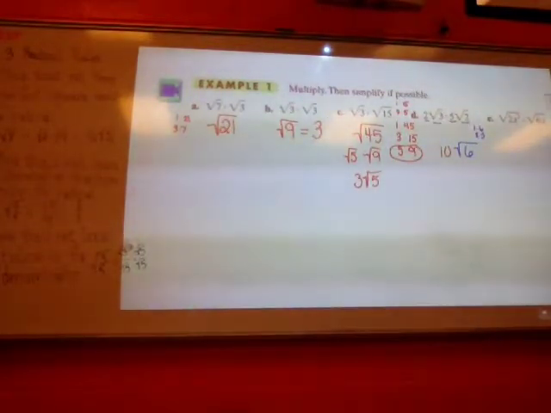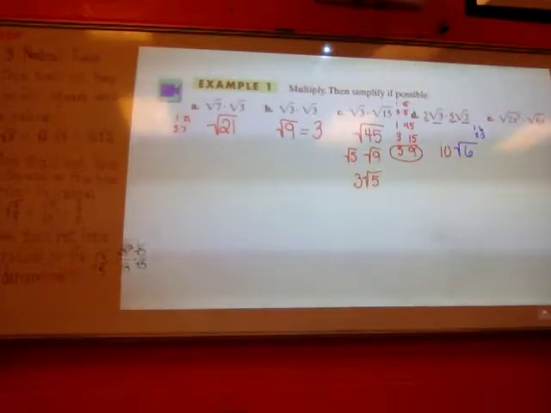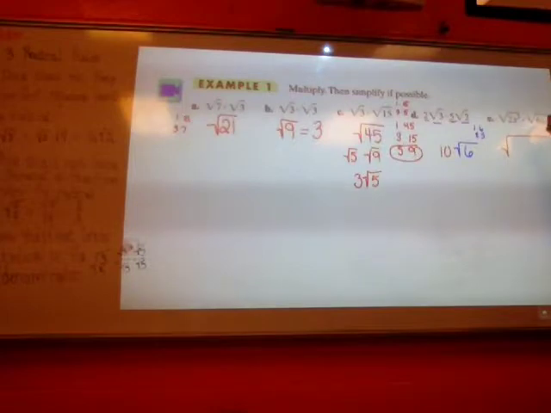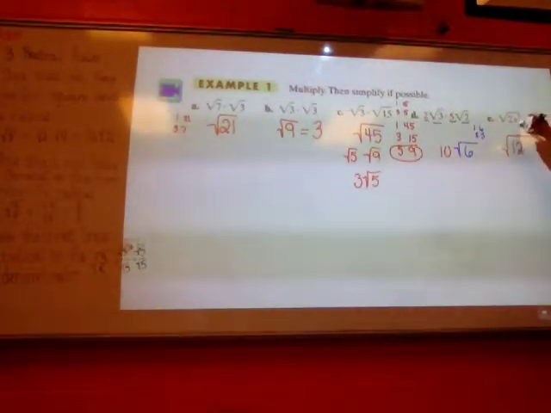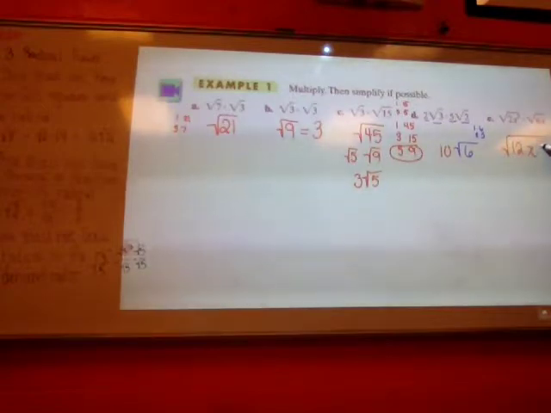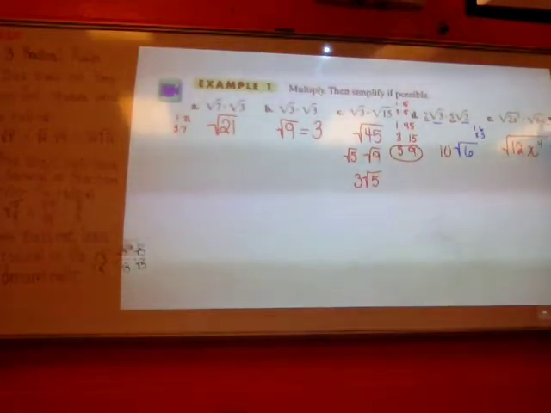All right, you ready for the next one? No coefficients, but I do have some variables now. So when I get ready to multiply this, I know I'm going to have the square root of, well, what's 2 times 6? 12. And what's this x to the third times an x? X to the fourth. Because remember, when we multiply exponents, we're really adding them, right? Keep the base, add the exponent.